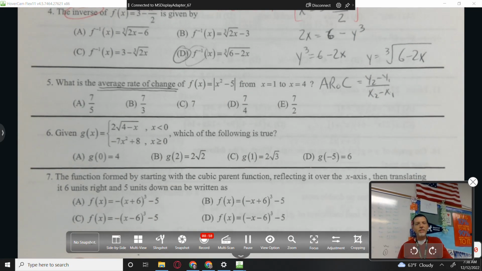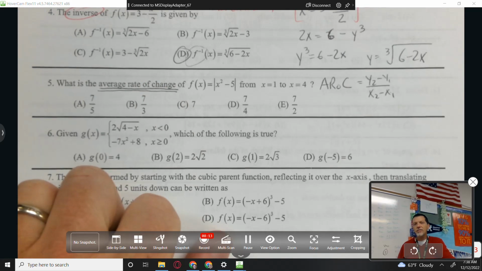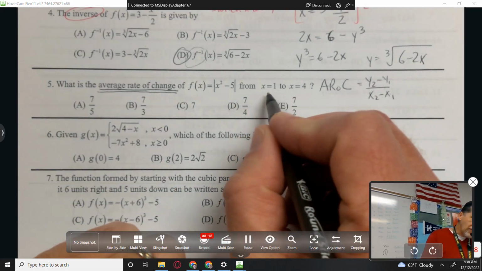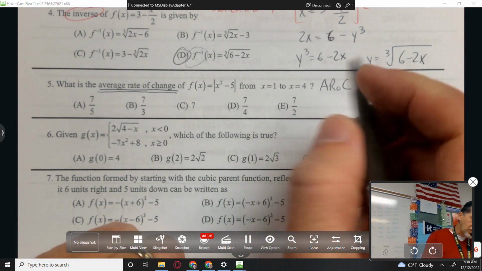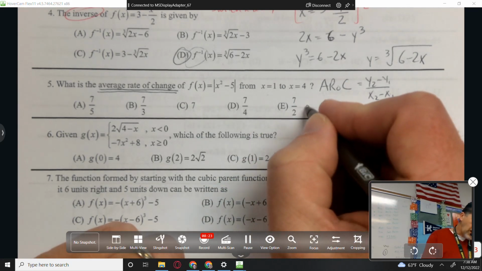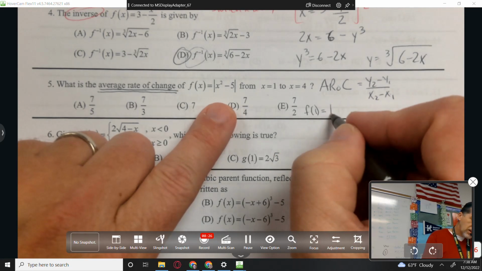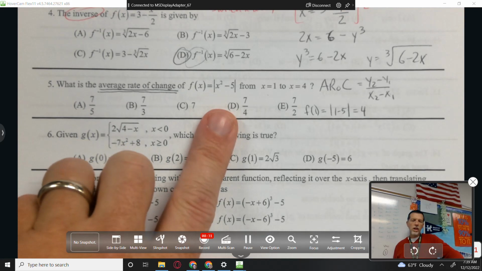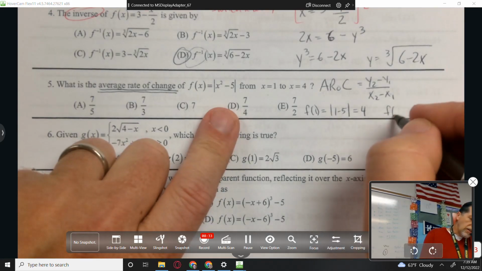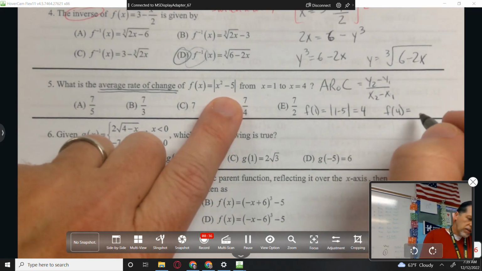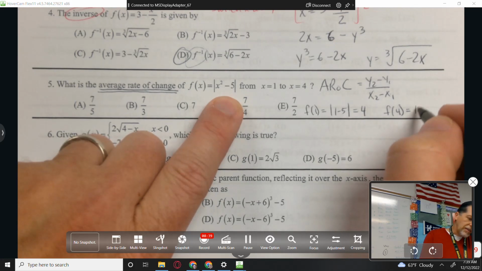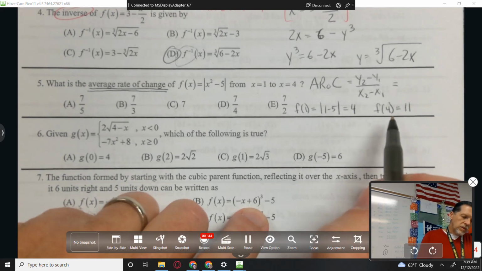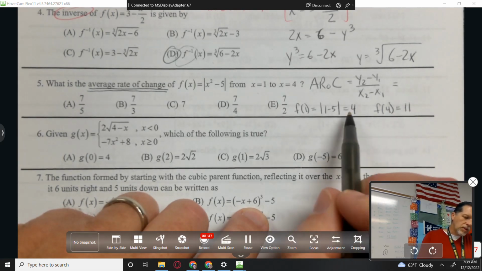Super important for calculus. Calculus could have that same question on their final. What's the average rate of change? So I have x2 and x1, or x1 and x2. So I need f of 1. That would be 4. And I need f of 4. 16 minus 5 would be 11. So y2 minus y1 would be 11 minus 4.